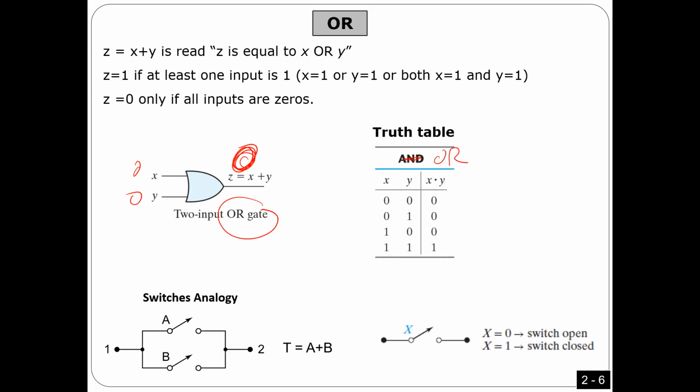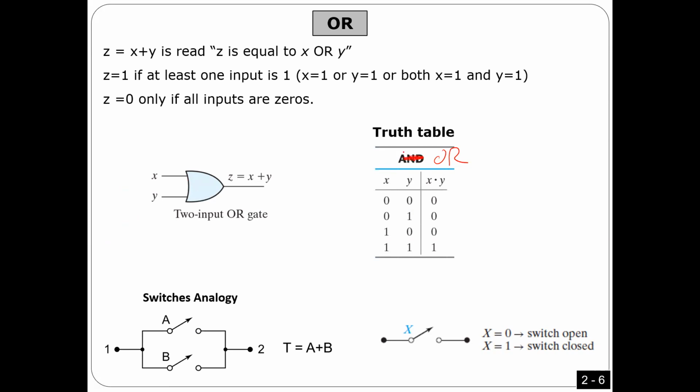I can say it's the same thing in a different way. I can say if one input is 1, it's enough. Don't look at the other one. I am just looking for 1; it's enough to have 1. So if one input is 1, the output is 1. Don't look at the other ones. Is that okay? So let's do the truth table.